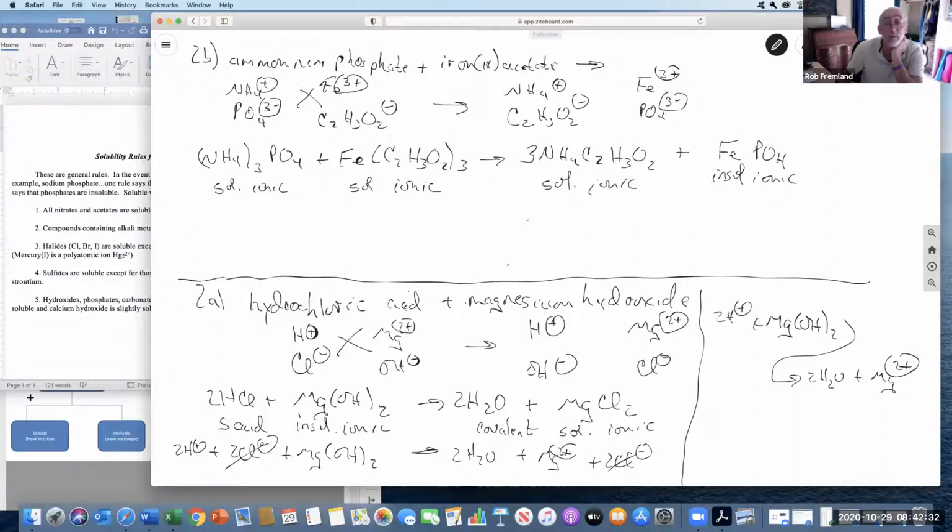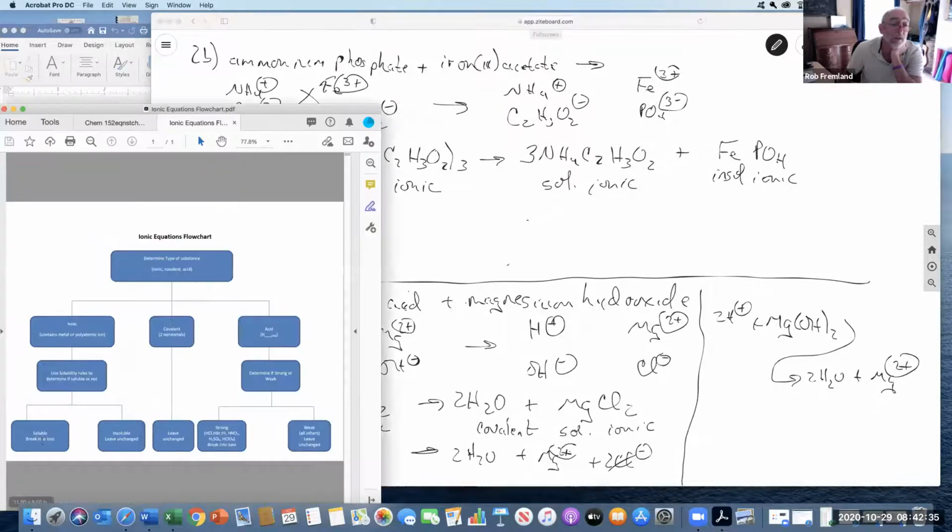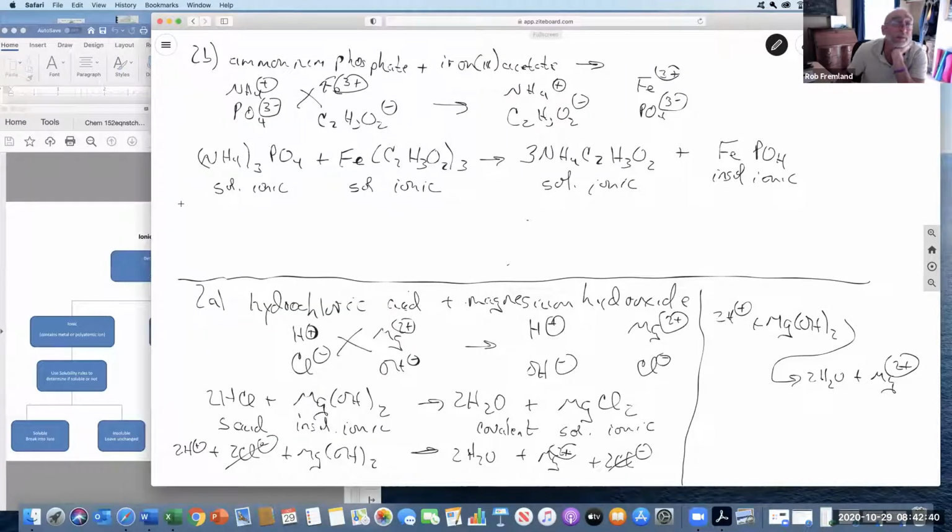All right, so then from the flow chart, soluble ionics, we break into ions, insoluble, we leave unchanged. So this is going to be 3 NH4 plus a phosphate, Fe 3 plus, 3 acetates.